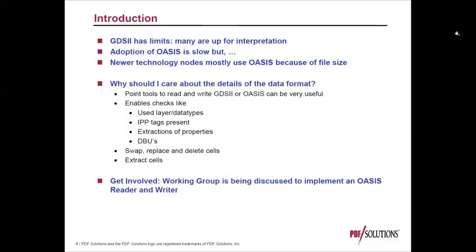Again, GDS2 has limits, and many are up for interpretation, like all these artificial limits on the number of things. What I see is that adoption of OASIS is unfortunately very slow, but I see it more and more, especially in newer technologies, because by default these files are just exploding.